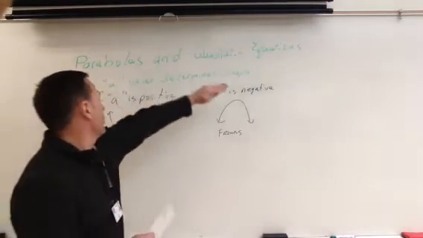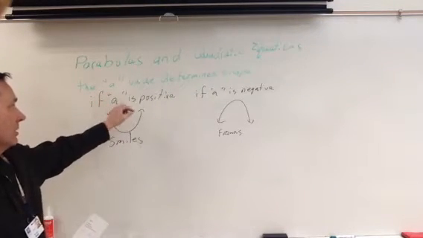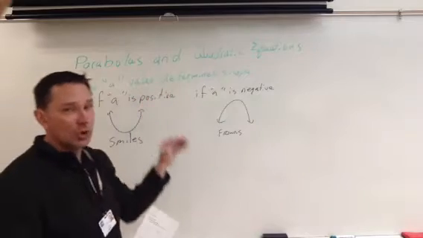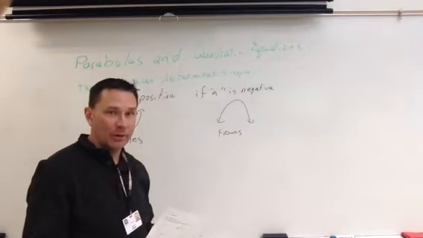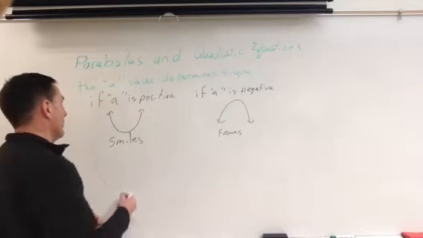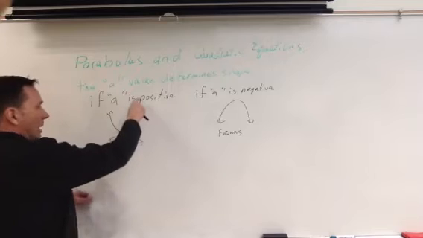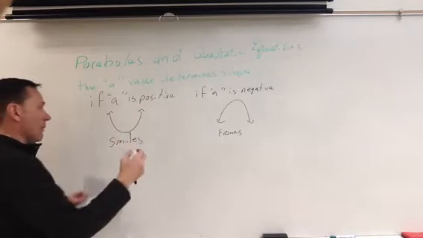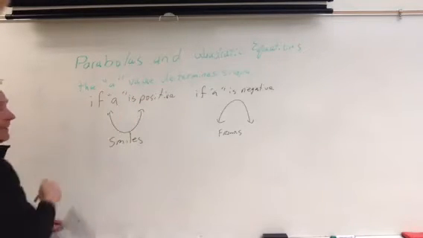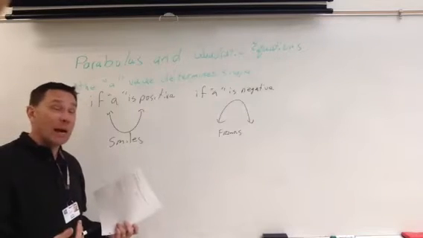Parabolas and quadratic equations. First of all, the a value, which we'll talk about here in a moment, will determine the shape of our graph. Every quadratic equation will do one of two things. If the a value is positive, it is going to open up, kind of like a bowl. And I like to think of it that it's smiling. If the a value is in a positive mood, you're smiling.